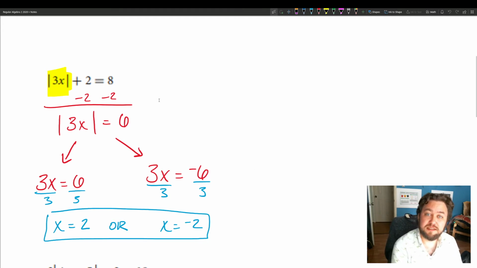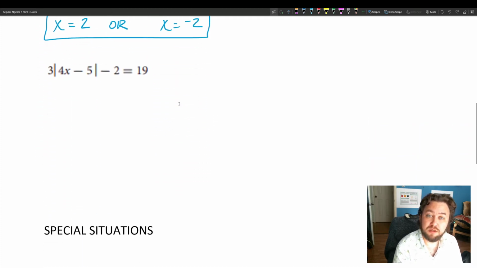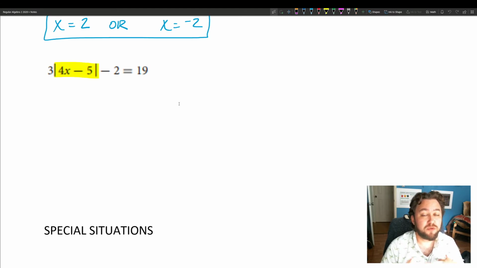Let's look at something that's got a little bit more stuff going on. Number 3. This has got a bunch going on. It's going to take a couple of steps before we can even get to work on it. Now remember, I want to get the stuff that's in those absolute value bars by itself. So first thing I'm going to do here is get rid of that minus 2 by adding 2 to both sides of the equation.